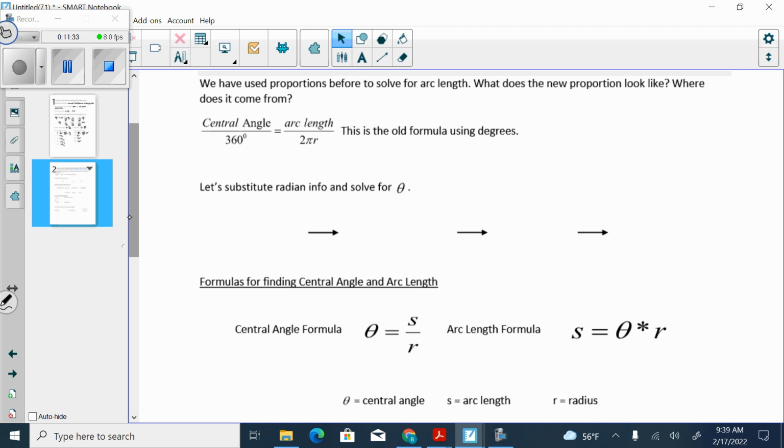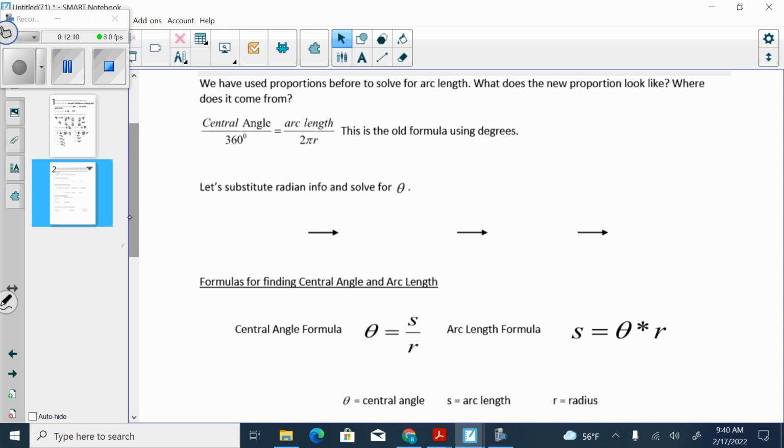So we had this first ratio, which was central angle over 360, right? So it was whatever the angle was for that problem over the entire circle, right? Is equal to arc length, which again is whatever that section is over 2 pi r, the entire circle, okay? So this was our old formula using degrees. We should be able to do the same thing, just instead of having degrees, use radians instead, okay? So it says let's substitute radian information and solve for theta.